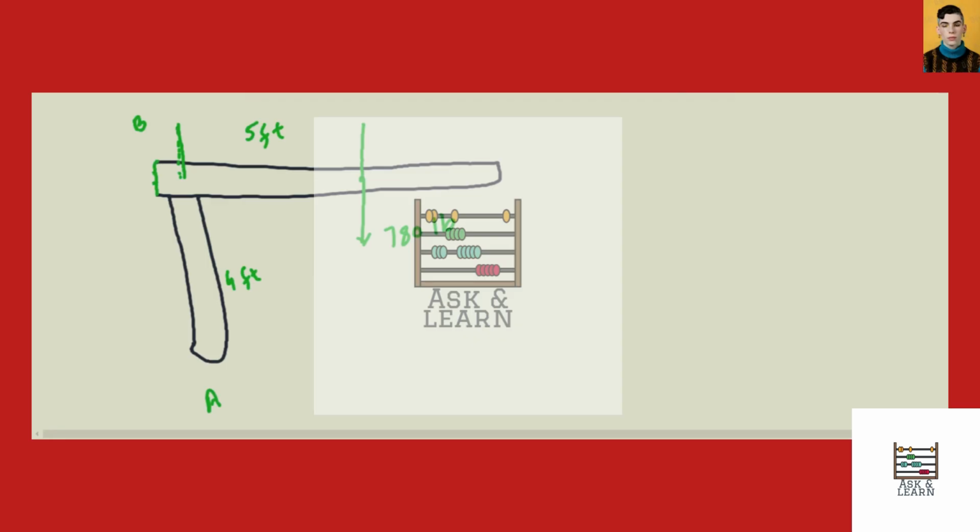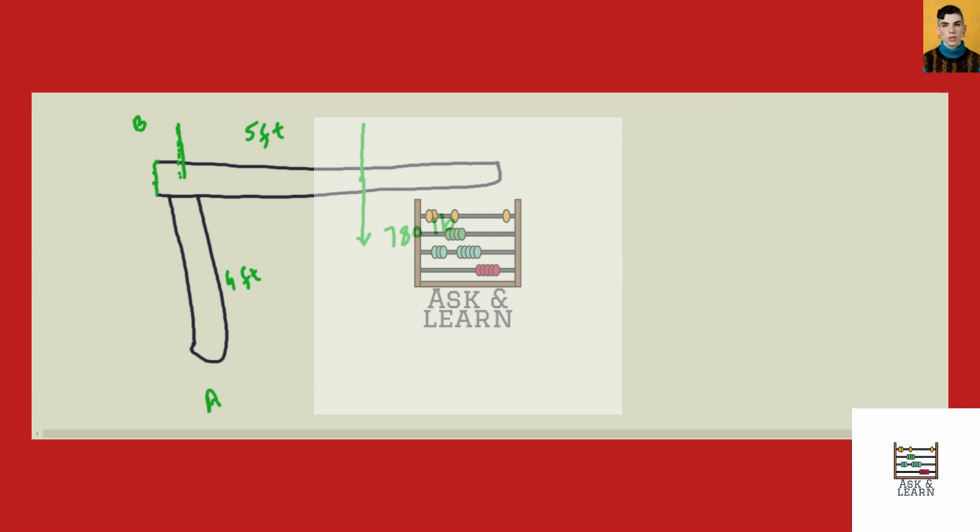Alright, so let's solve this engineering mechanics statics problem, and this is a jib crane. It has a load of 780 pounds, and we need to find the reactions at these supports. This is point A and this is point B. This distance is 4 feet and this distance is 5 feet, and we need to find the reactions.